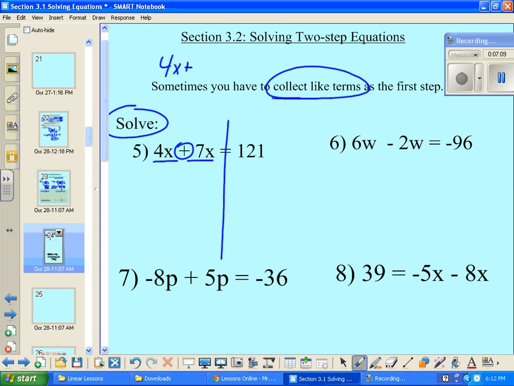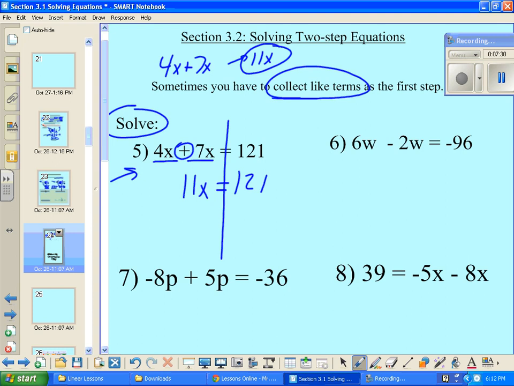In the past, when I've had an expression that said 4x plus 7x, we've talked about just combining those, and that just gives me 11x. I can combine those to get that one term. I can do the same thing here in this equation. 4x plus 7x gives me 11x. And so on the left side, now I have 11x. On the other side, I have 121.